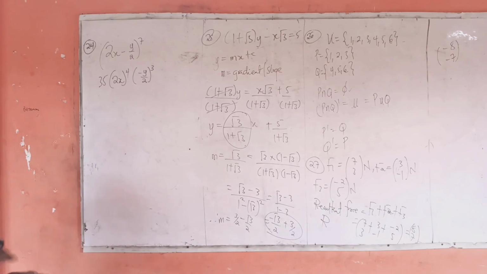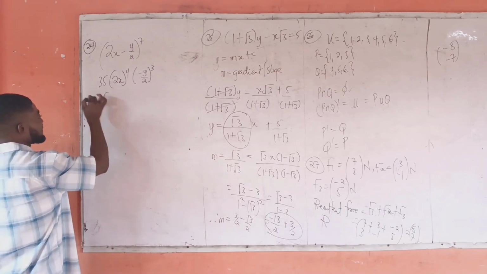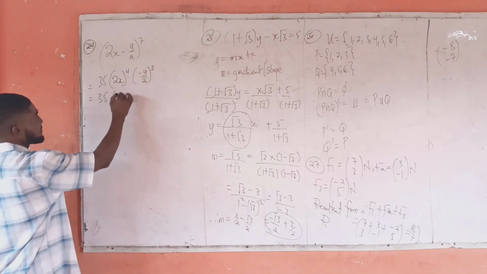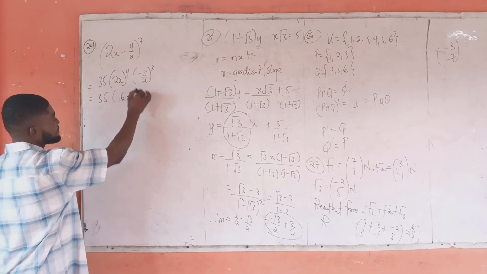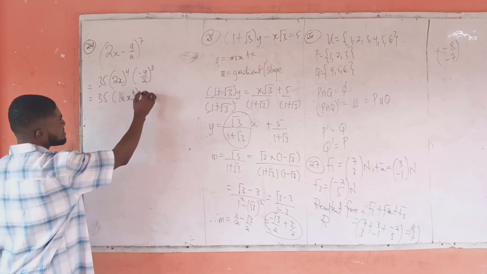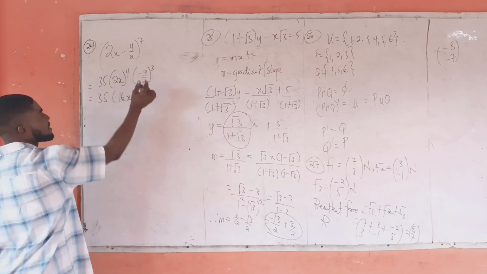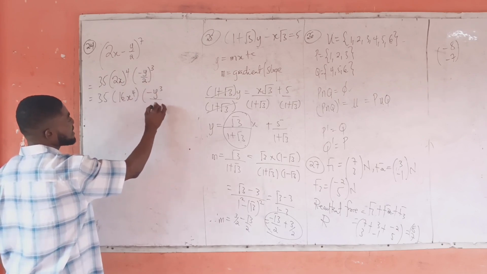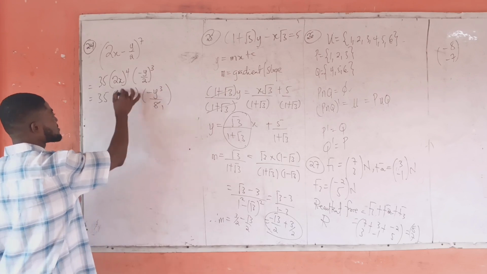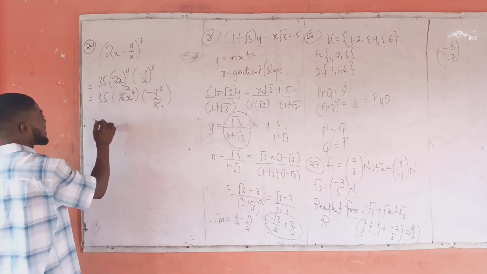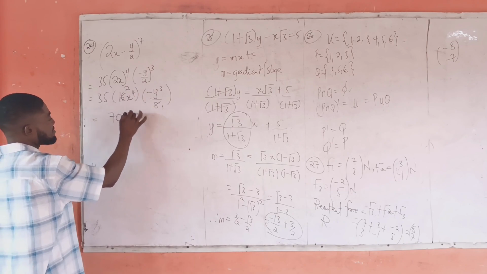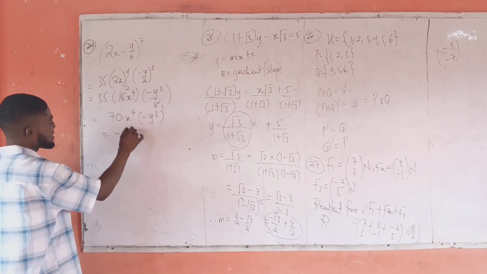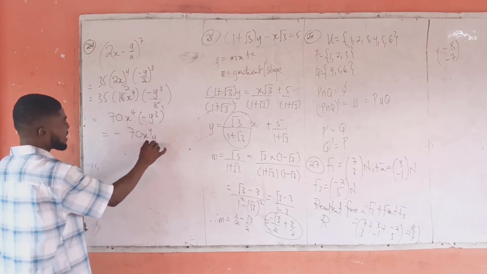And so from here, we have 35, 2 to the power 4, that is 16, x power 4, against minus y to the power 3, which is going to be minus y cubed, and 2 cubed is 8. 8 into 16 is 2 times 35, that is 70, x power 4, against minus y power 3. Minus times this gives minus 70 x power 4 y power 3.